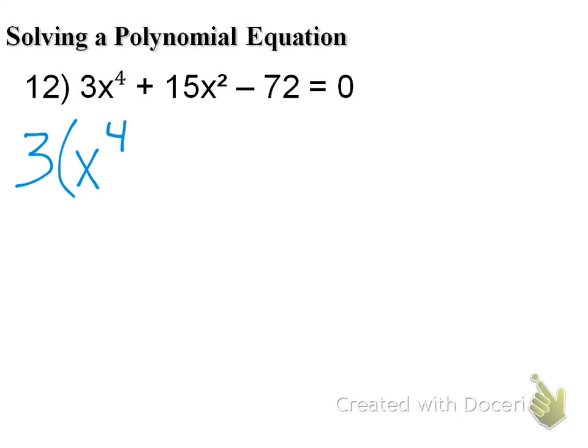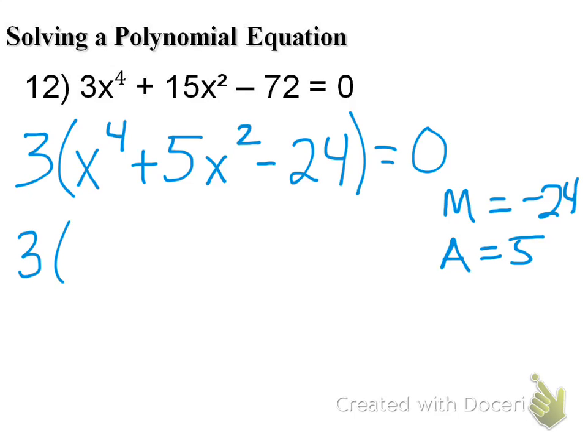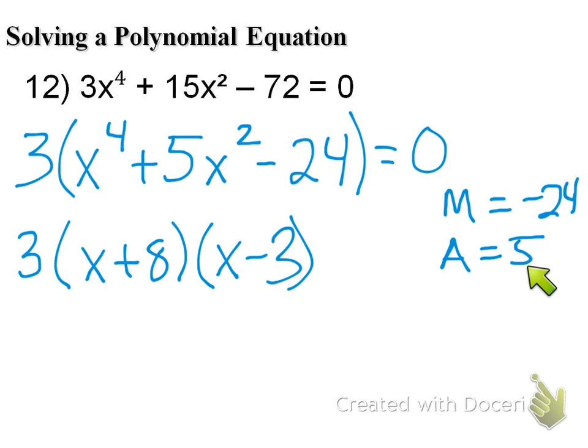So we have x to the 4th plus 5x squared minus 24 equals 0. Now what? So multiply to negative 24, add to positive 5. Anyone know what it is? Positive 8 and negative 3. Remember, the larger one always takes the sign of your add. So once you decide it's 8 and 3, we know the 8 has to be the positive one because the add number is positive.